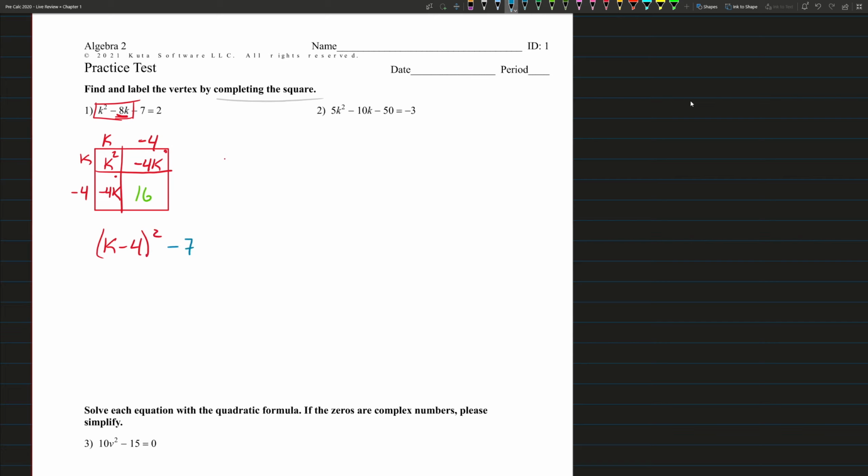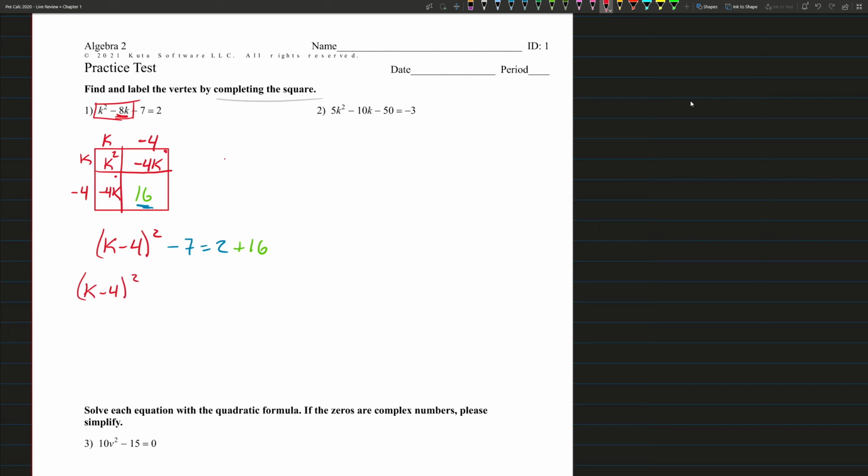And then minus 7 is equal to 2. But on the left-hand side, we added this 16 that wasn't originally there. So we have to add that 16 on the right-hand side too. And then all we have to do is get everything to the left and label the vertex. So we get k minus 4 squared.